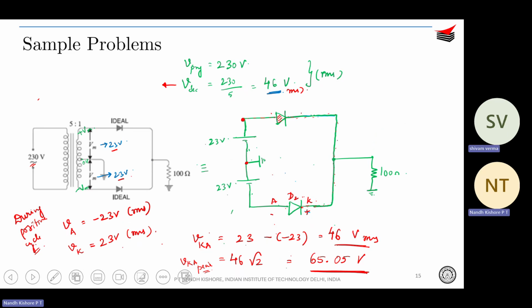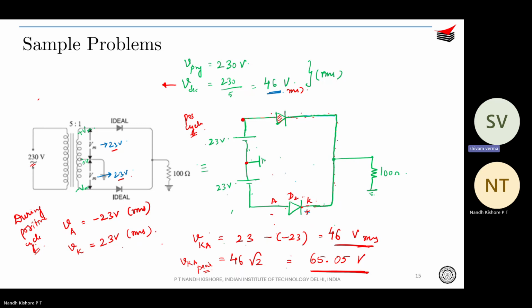You take any particular half cycle. During positive half cycle, this is during positive cycle. If you took the negative half cycle, it would just be minus 23 volts and minus 23 volts. At that time, the top diode would be off, bottom diode would be on. You do the same analysis, you will again get 46 volts RMS, 65 volts peak. Peak inverse voltage is 65. Simple, right?